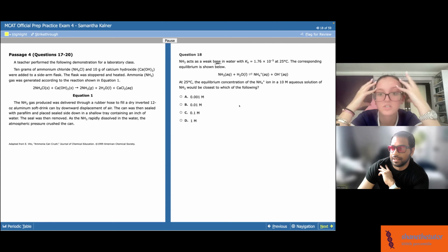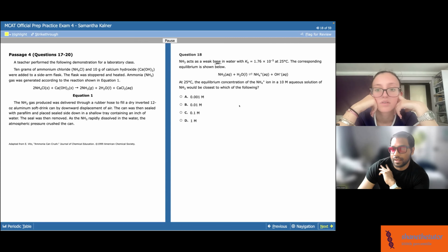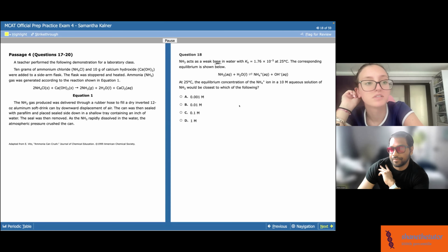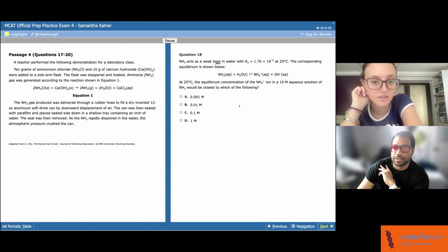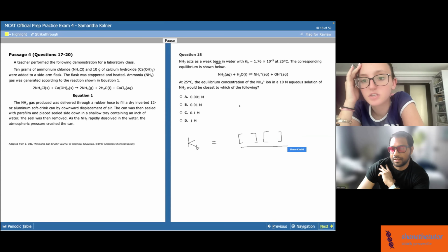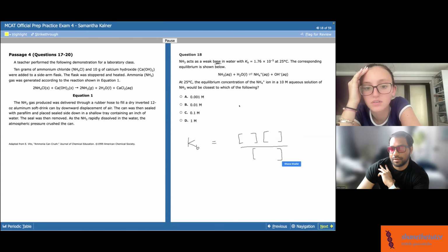So that gets rid of H2O and OH. Why isn't OH a pure substance? It's aqueous. Oh, right. So it's only solids and liquids, typically. Okay. So how would we set this up? K_b is equal to NH3? Or no. No. NH4 plus and OH over NH3.